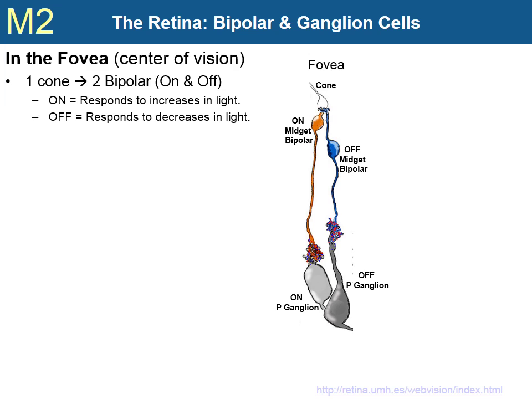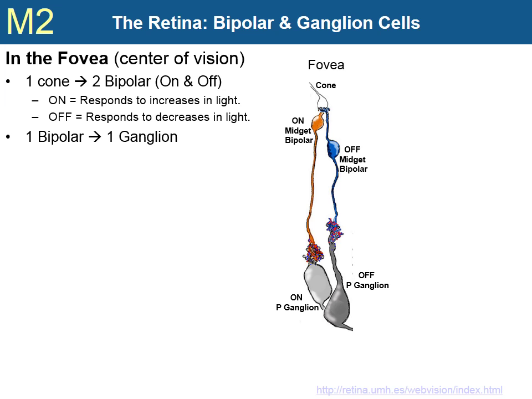Continuing along the vertical pathway, let's discuss the bipolar and ganglion cells. In the fovea, each cone synapses with two bipolar cells, an on and an off. The on bipolar cell responds when the cone detects an increase in light, whereas the off bipolar cell responds when the cone detects a decrease in light. Remember, our senses are change detectors.